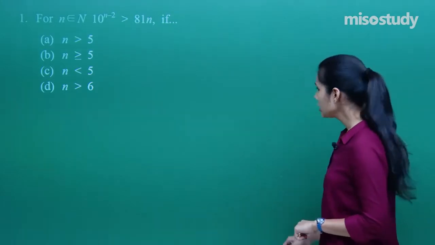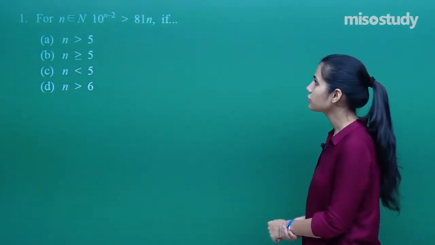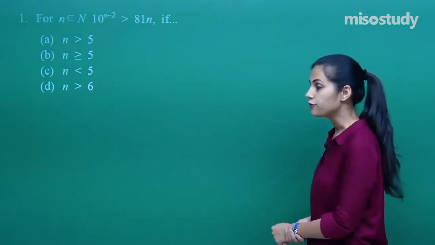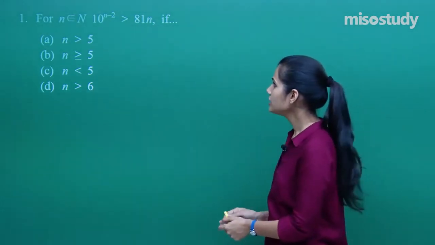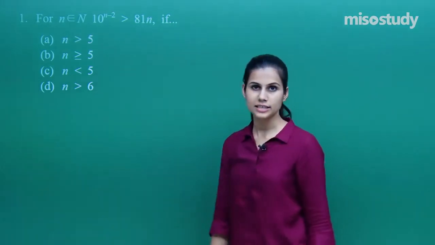First question is, for n belonging to the set of natural numbers, 10 to the power n minus 2 is greater than 81n if. The options are: n is greater than 5, greater than or equal to 5, less than 5, greater than 6.